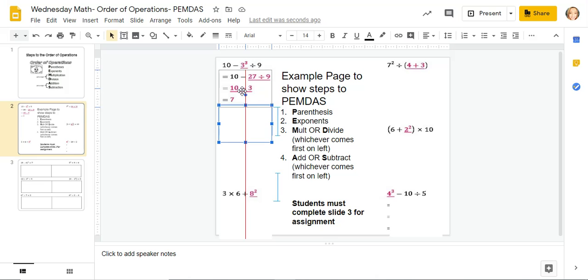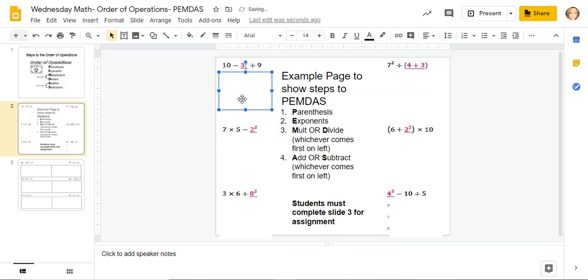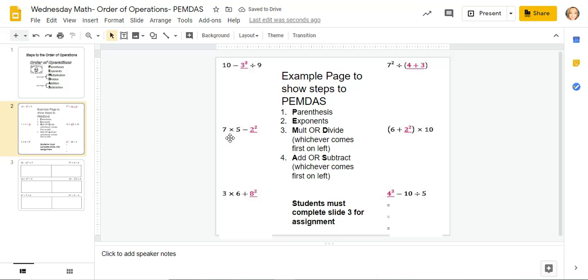Okay, so we're done with that one. I'm just going to cover it up. Now we have our next problem that we're going to look at. And here, how many operations do we have? We have multiplying, we have subtracting, and we have an exponent. So which one do we do first? Multiply, subtract, or exponent? If you said exponent, you're right. Well, obviously it's highlighted in red, and I already told you that, right?